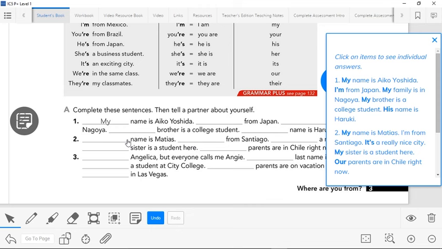My name is Matias. I'm from Santiago. It's a really nice city. My sister is a student there. Our parents are in Chile right now.